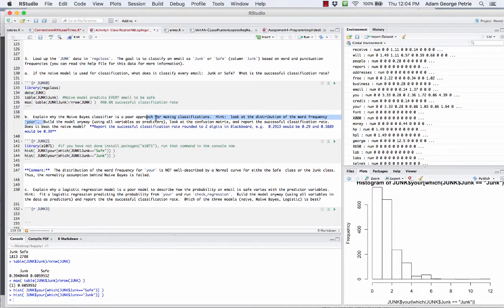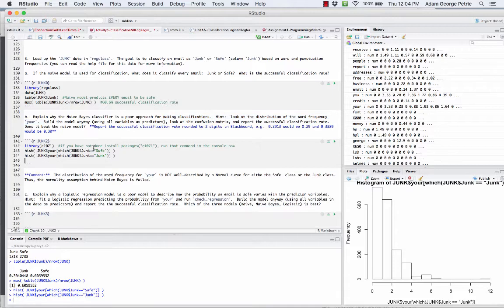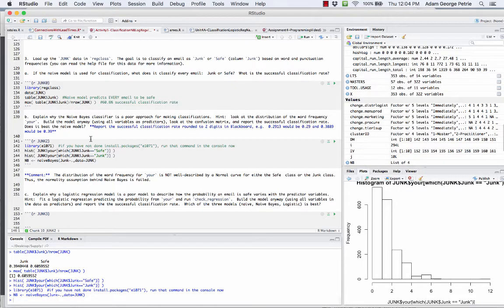So we're going to build the model anyway using all variables as predictors. So I'm going to load up the e1071 library, which will give me access to the command naiveBayes. So naiveBayes. How do I fit the model? Well, I want to say the name of the variable I want to be predicting, basically our class variable. That's Junk with a capital J. And since I'm using every predictor to help in my classification, I'm going to specify my formula as tilde dot. Use everything here. What data set does that live in? Well, that's data equals the junk data frame.